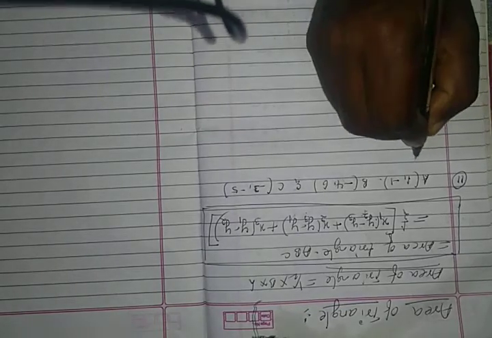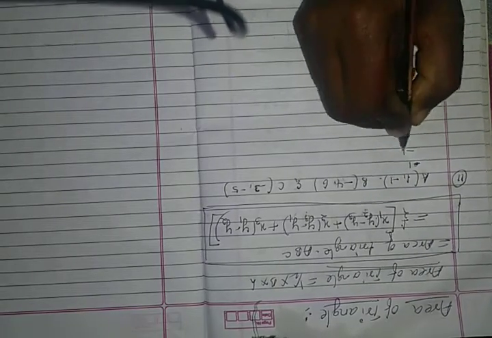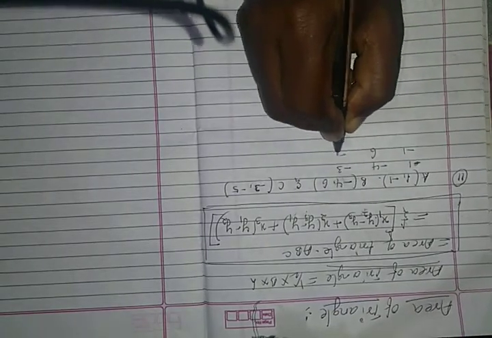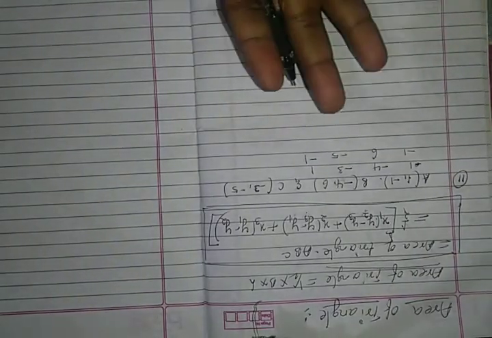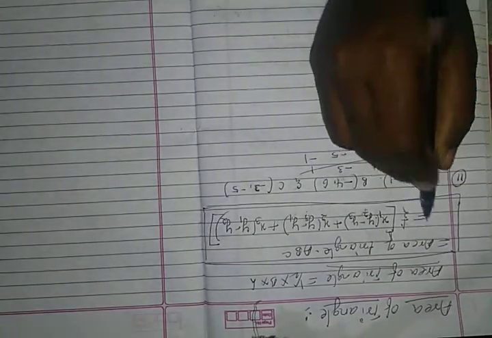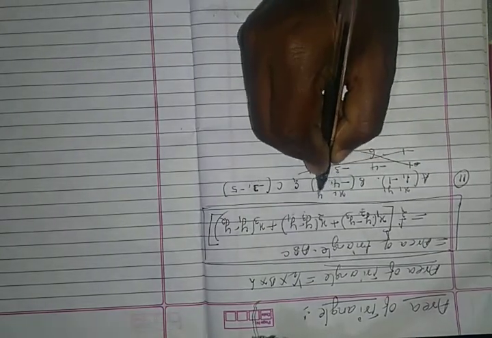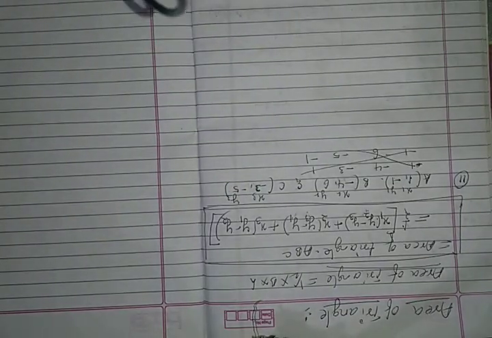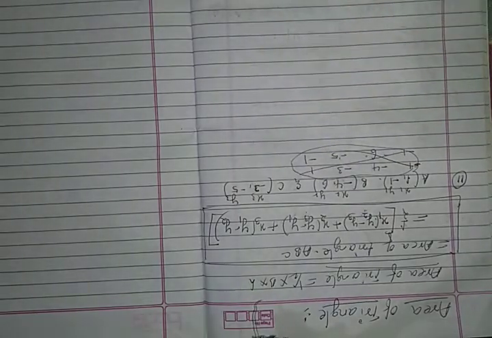This is another method. So what is the formula? Here we have x1, y1, x2, y2 and x3, y3, the coordinate points. Let us see by using the formula. Let us see this method.